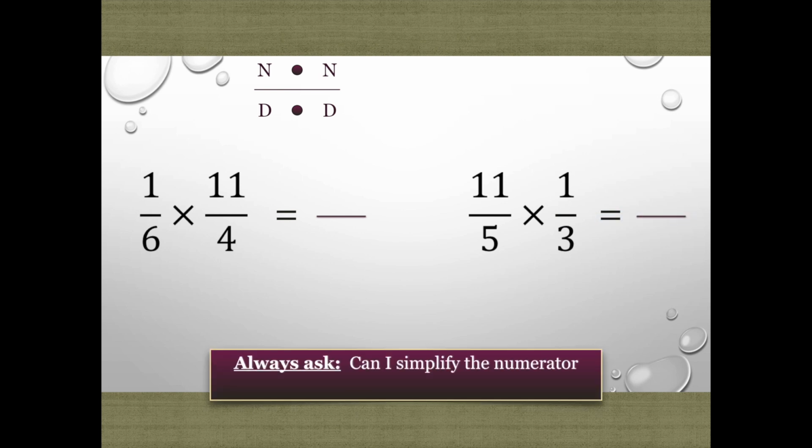And always ask, after you get your answer, can I simplify the numerator and the denominator by 2, or by 3, by 5, by 7, and then 11, etc., etc. I'll talk about that more later. In your notebook, you will copy that problem exactly as written, multiply straight across, so 1 times 11 will be 11, 6 times 4 is 24, and then we'll see if we can simplify it.